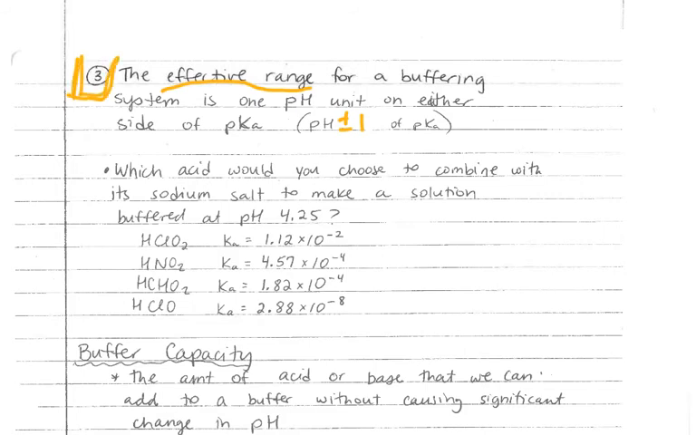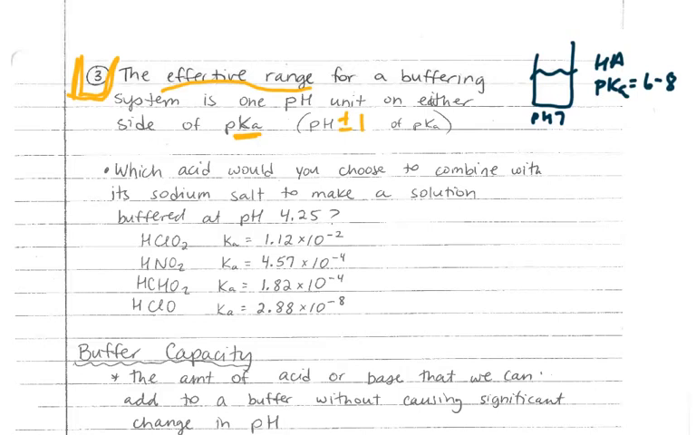When you're designing a buffer and you have a certain pH that you want, pick a conjugate acid-base pair where the pKa of the acid is close to the pH that you want to have. So let's say you want to make a buffer with a pH of 7. Then you want to pick an acid that has a pKa of 6 to 8. Okay, that is the right acid to use to make this buffer.